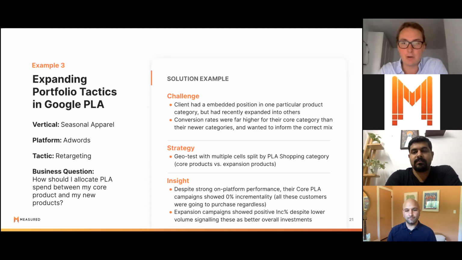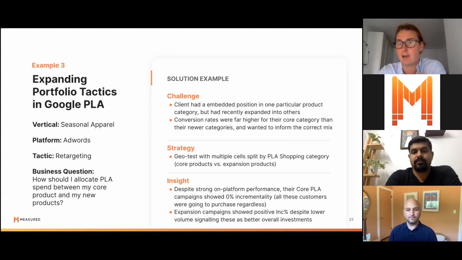So what do we do here? We tested PLA shopping on Google, splitting out those core products from all the other, let's call them expansion products. Think about a 3-cell test here. We're taking 5 states and only serving PLA shopping for the core products. We're taking 5 states and only serving PLAs for the expansion products, and 5 states where we're showing neither. That's just serving as a baseline control. And what we found was pretty interesting.